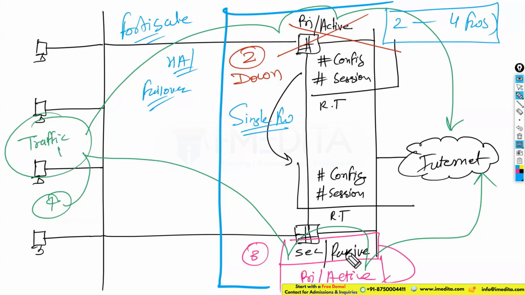Another will be secondary, it means passive. Primary firewall will sync its real-time configuration and session with secondary. First, traffic will go via primary. If primary goes down, secondary will take over the role. Now traffic will go via the new active firewall. This is called HA or failover.